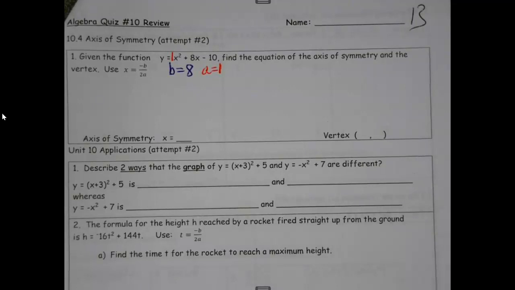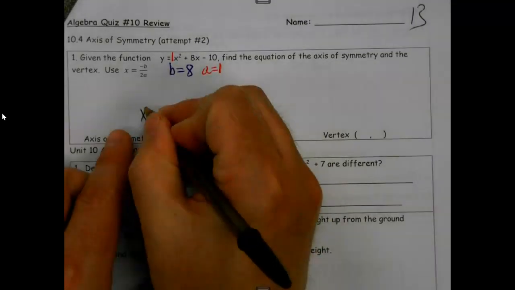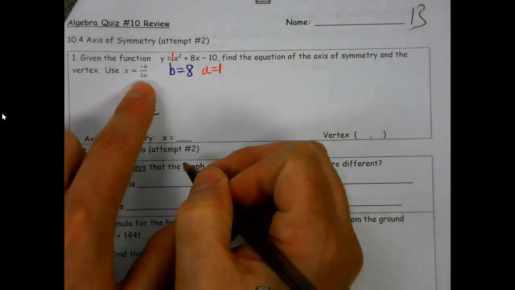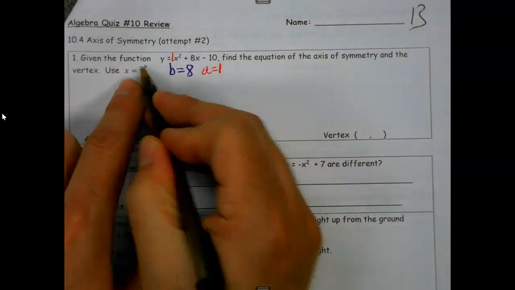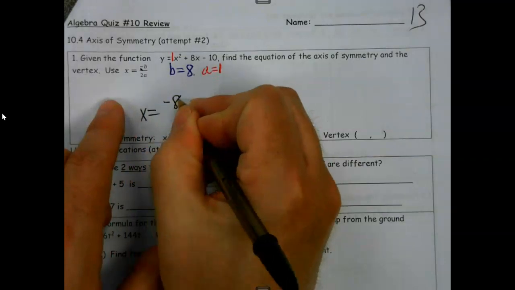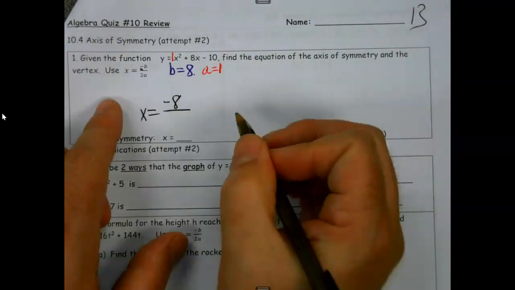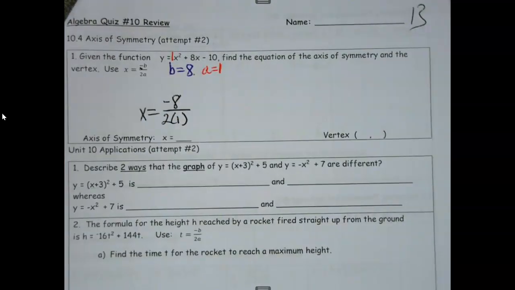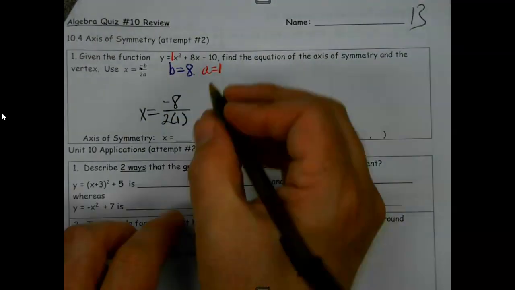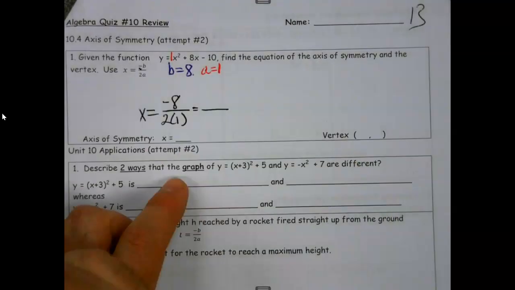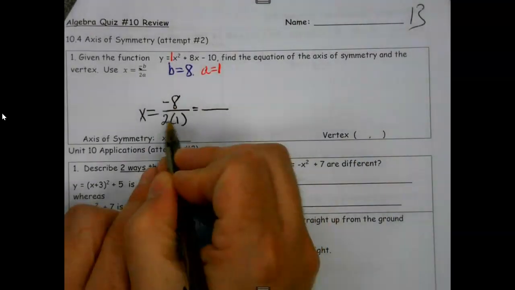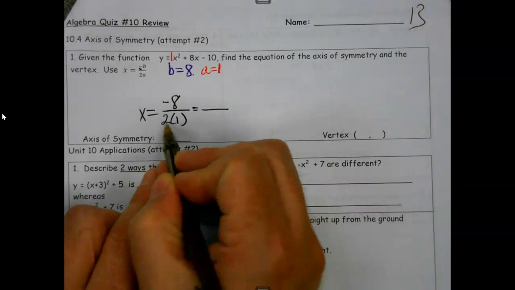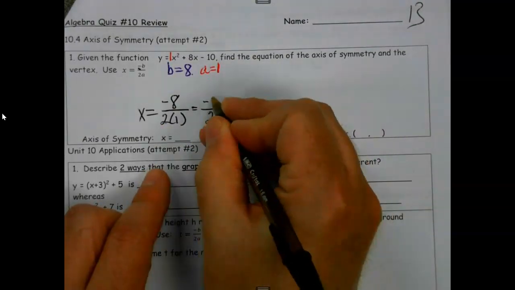So all I have to do, if I know that, is copy and plug them in. So it's the opposite of 8, so negative 8. Got to remember the negative. Over 2 times my a value. As we said when we did these initially, multiply these numbers in the bottom together first before you do anything else.